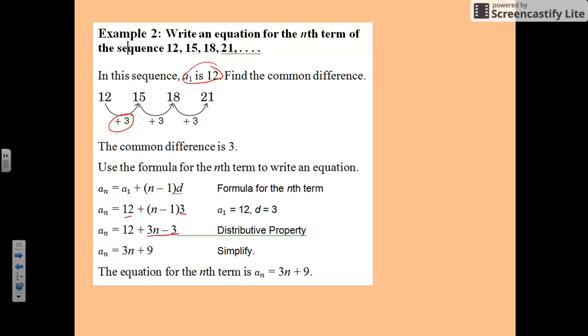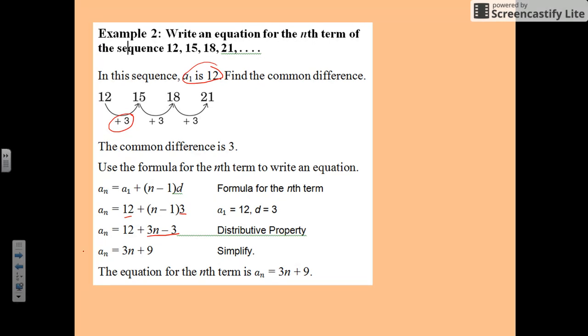Here's example 2, where we're going to write an equation for the nth term. Well, again, we need 2 pieces of information to do this. We need to know what our first term is, and in this case it's 12. We need to know what our common difference is. In this case it's 3. We start with the formula, substitute in what we know, the first term and the common difference, and then we need to simplify it. And so to find the nth term, we use 3n plus 9.